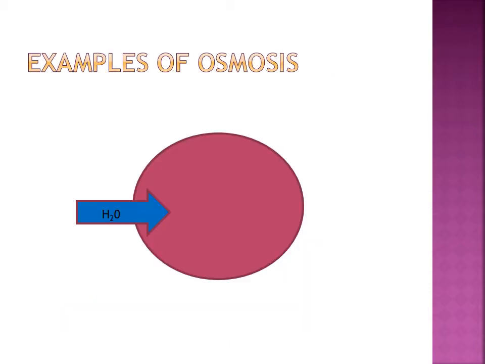So here's an example. Water is moving into the cell. What can you tell me about the solution? Which way does water always move? Hypotonic to hypertonic. So therefore, the solution outside is what? Hypotonic. So what's going to happen to the cell? It swells.